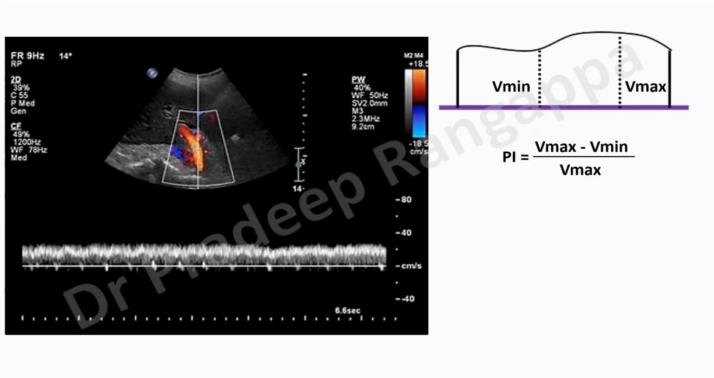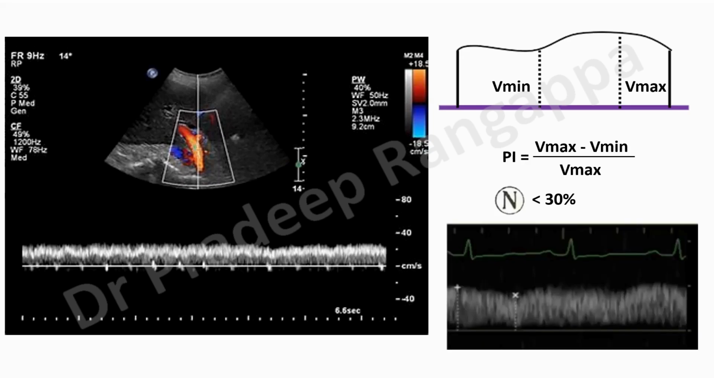So there should not be a huge variability between the systolic and diastolic. And on this, you calculate the pulsatility index, which is maximum velocity minus minimum velocity divided by maximum velocity. Normally, portal vein pulsatility index should be less than 30%. So that is normal. If it is more than 50%, it is severe congestion. If it is 30 to 49%, it is moderate congestion.